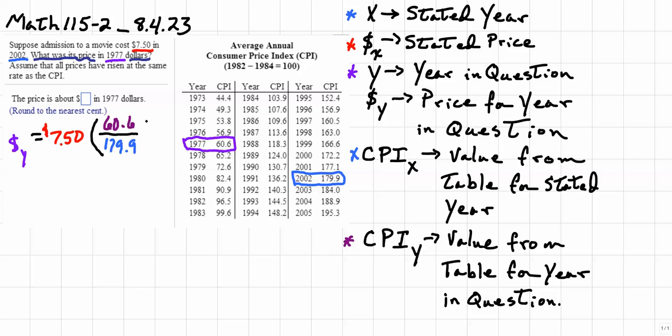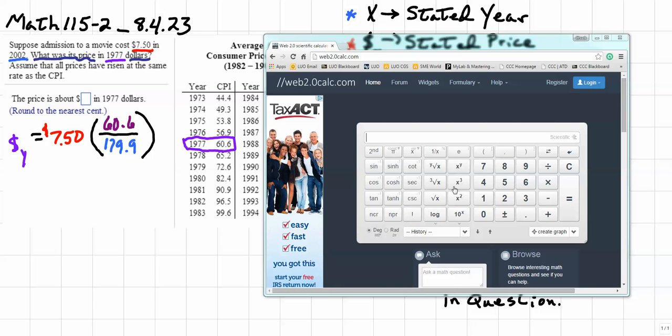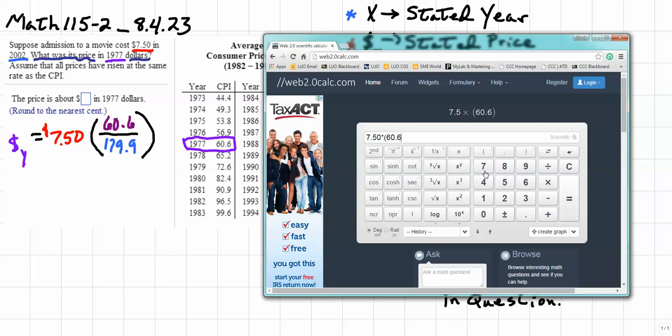And then we're simply going to plug that into the calculator. And so we're going to use web2.0calc.com just to show exactly what we're doing. So we take $7.50, we type that in, or we can use the keyboard. And we're going to multiply that by open parentheses, and we're going to type this in exactly as it's written, 60.6. And we're going to divide that by 179.9. And we're going to close.